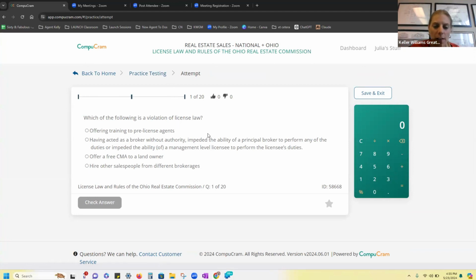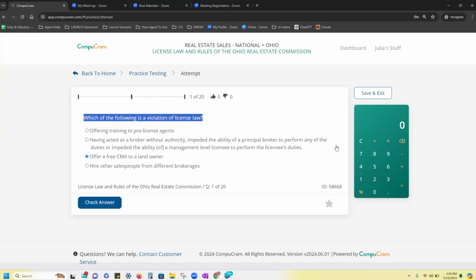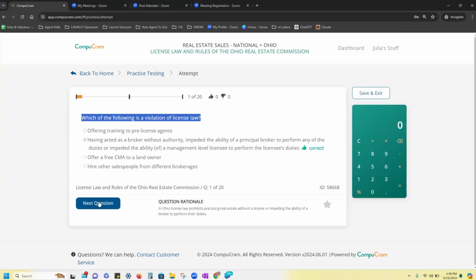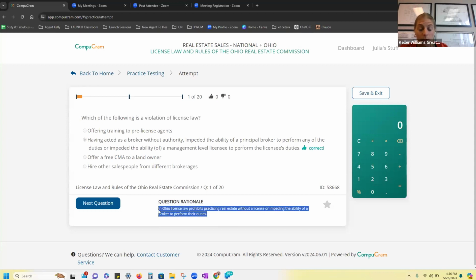Which of the following is a violation of license law? A, offering training to pre-licensed agents? B, having acted as a broker without authority impeded the ability of a principal broker to perform any of the duties or impeded the ability of a management level licensee to perform the licensee's duties? C, offer a free CMA to a landowner? Or D, hire other salespeople from different brokerages? Which one is a violation? B. B, right? And that is correct. In Ohio, license law prohibits practicing real estate without a license or impeding the ability of a broker to perform their duties.